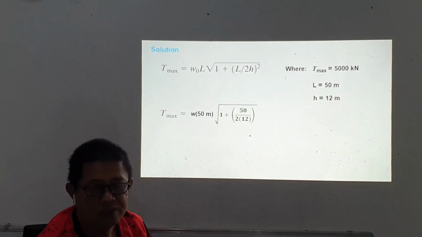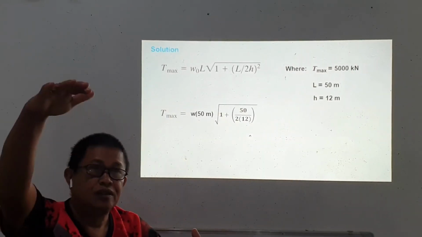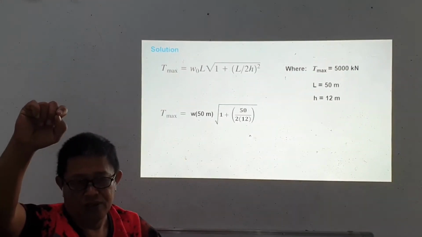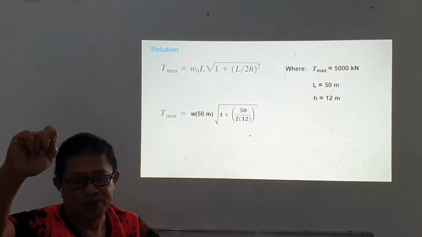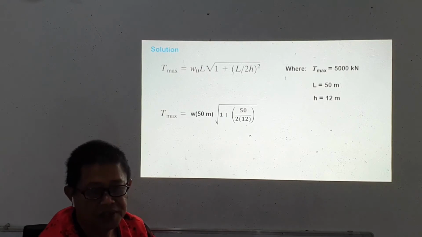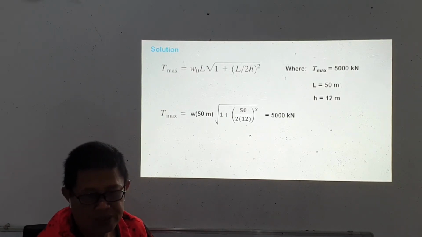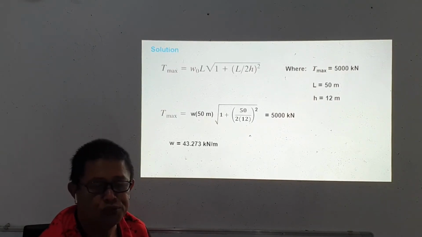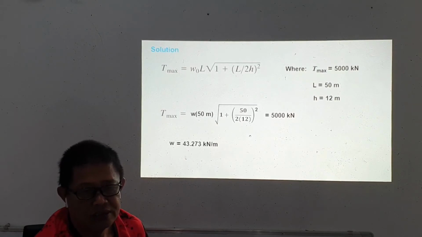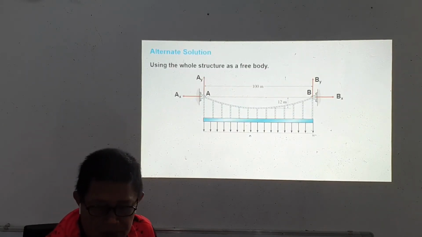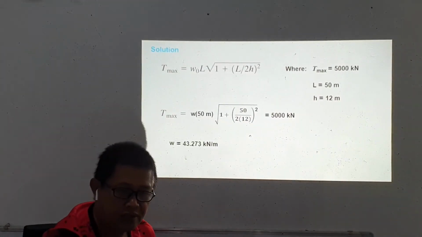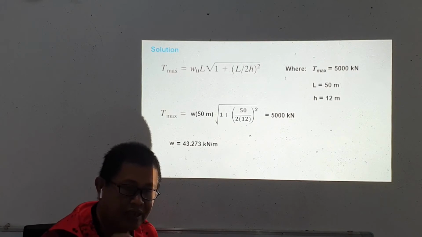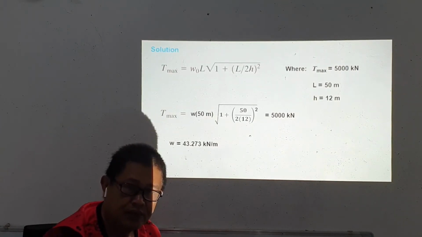Then square root of 1 plus 50 divided by 2 times H. H is the distance from the lowest point to the support, to the supporting tower or where it is connected. So it's 12 meters, given, and it's to be squared. The Tmax of 5,000 is given, and then we have W is 43.273 kilonewtons per meter. That's the uniform load on the cable. Okay, so this is what I was telling you a while ago, that we can directly solve for the variable from the given data.